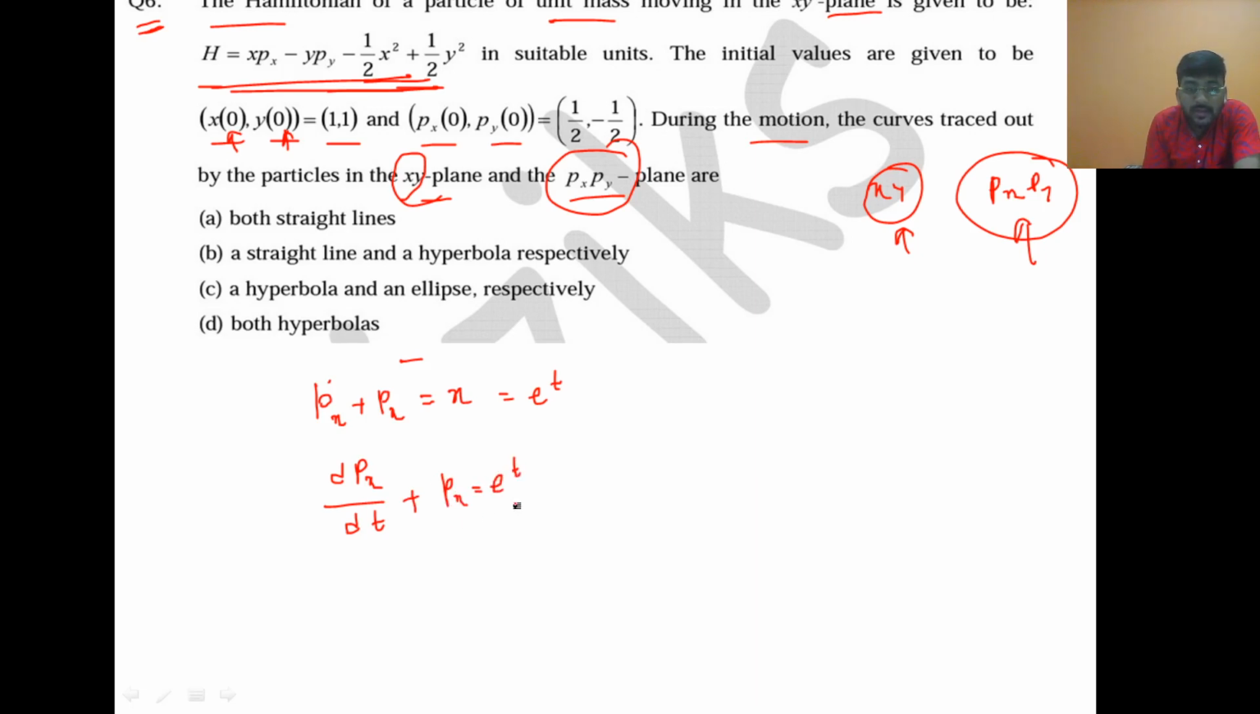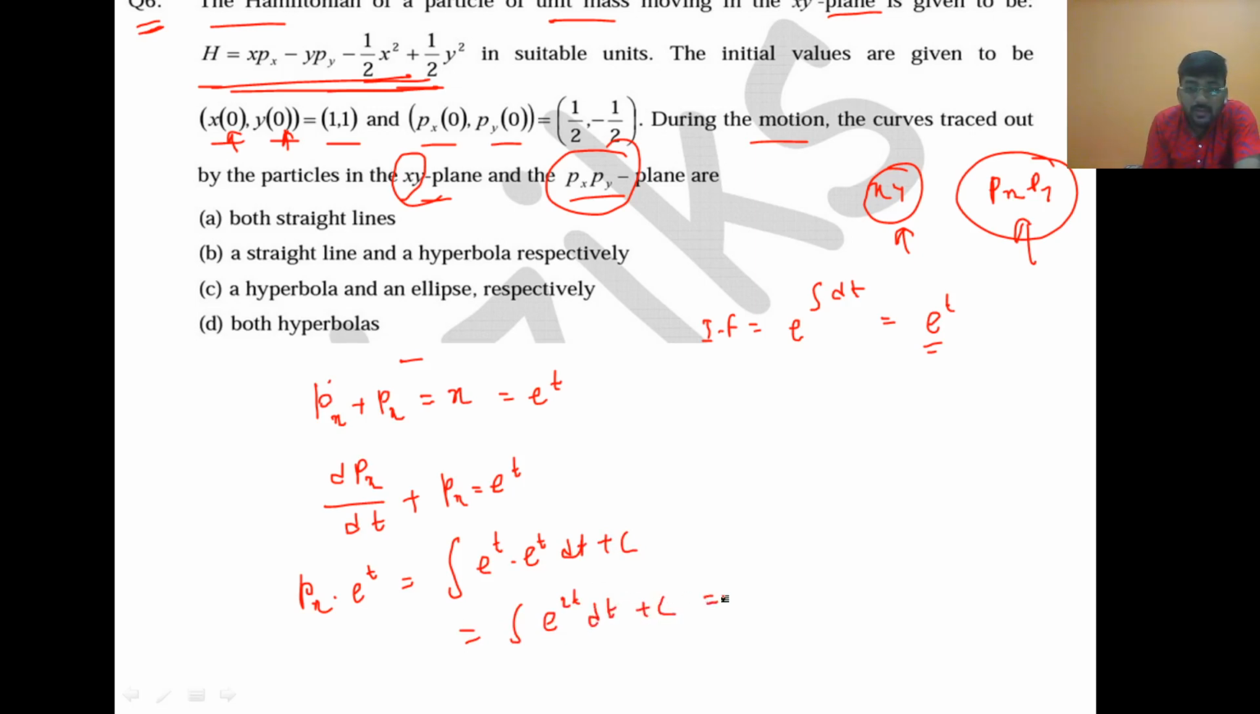Now if we find the integrating factor here, that is e to the power integration dt, so it will be e to the power t, this will be the integrating factor. So the solution will be px into e to the power t is equal to integration e to the power t into e to the power t dt plus c. So it will be integration e to the power 2t dt plus c, that will be half into e to the power 2t plus c.